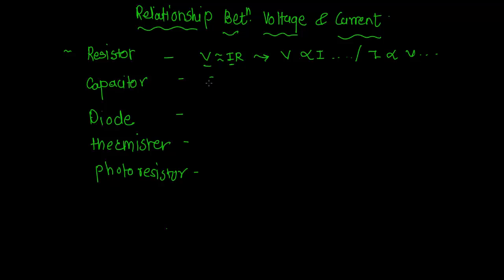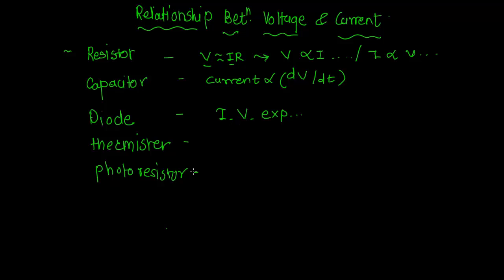In the capacitor, current is proportional to the rate of change of voltage. Remember, that's how capacitors are defined. In the diode, current and voltage have an exponential relationship. That's how diodes work. Remember that we will be studying these devices in a more detailed manner in the upcoming lectures. Here I'm giving you just an overview, okay?